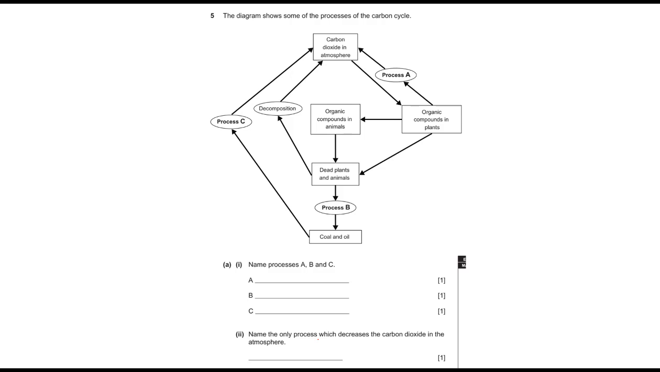Another one then, name A, B and C. So A is respiration, B is fossilization, and C is combustion. Name the only process which decreases carbon dioxide in the atmosphere: it is photosynthesis.